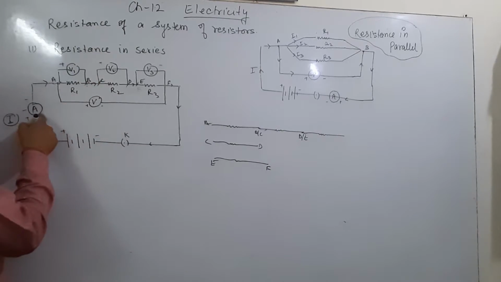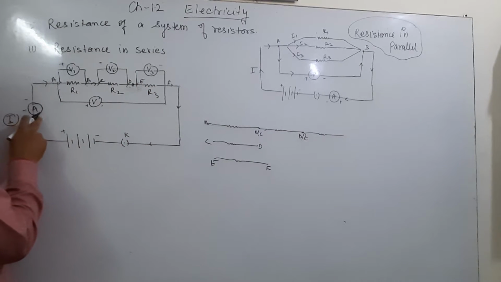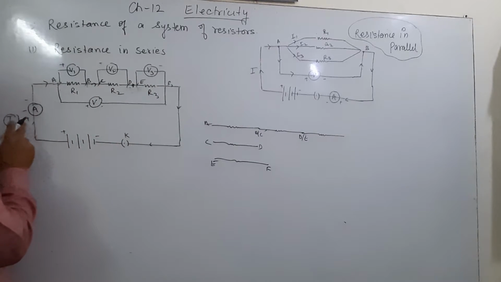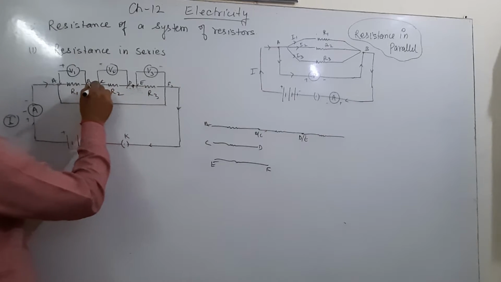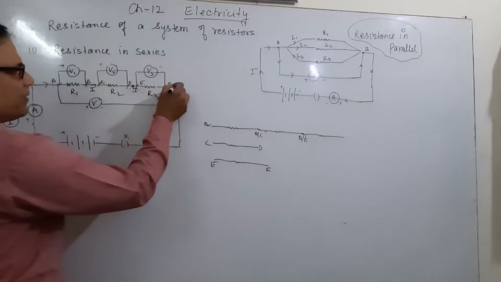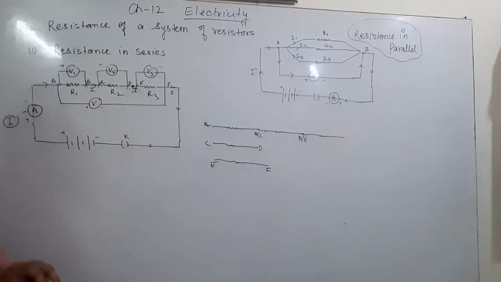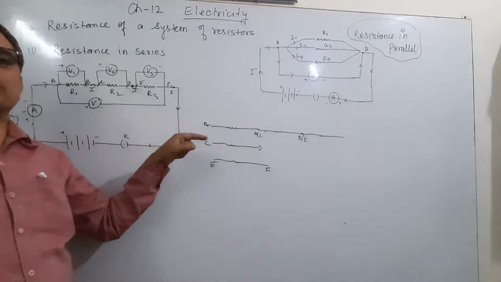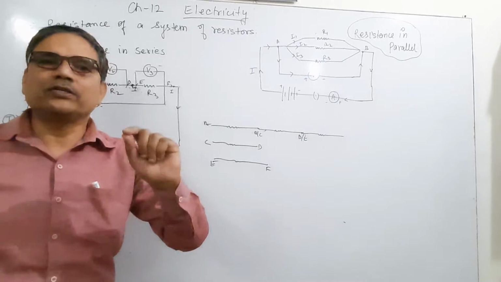Then we check the reading of A. The reading will be same, and we put it here between D and F. When the ammeter is placed between D and F, and we check the reading of the ammeter, then it is also I. It means here the reading is I, here the reading is I, and when we place it here, the reading is also I. What does it mean? The current through each resistance when they are connected in series is the same.